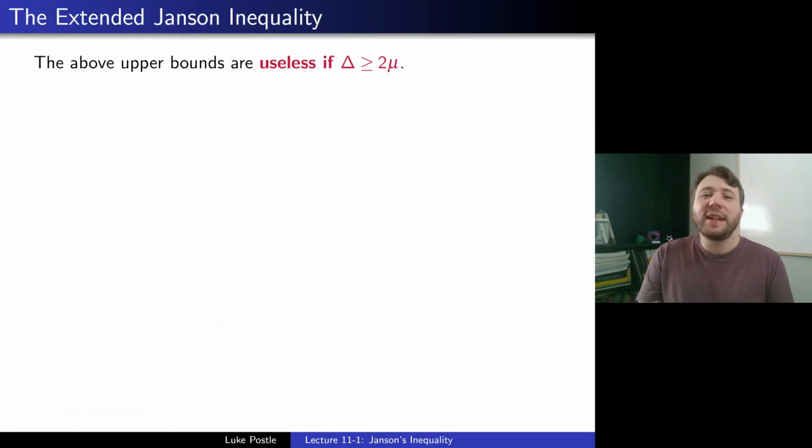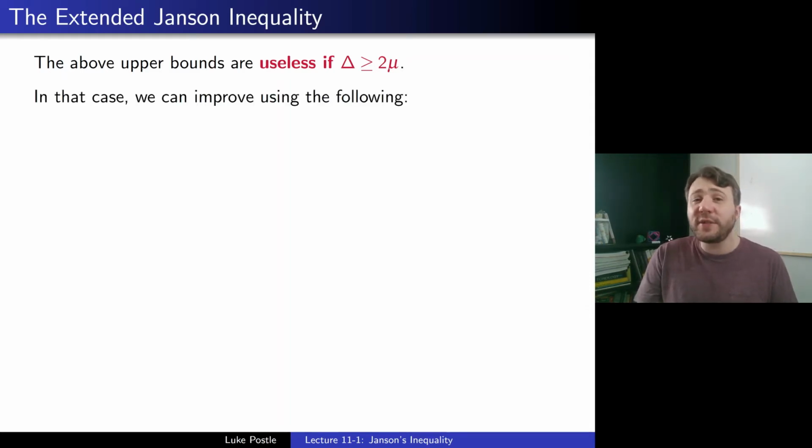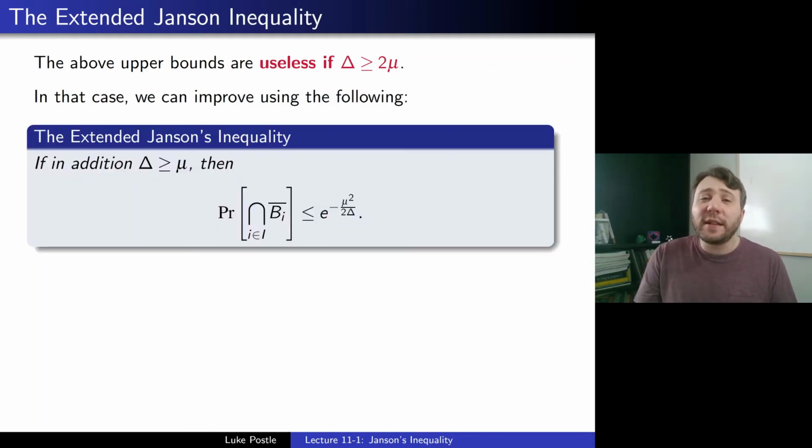I will mention that the above bounds are useless if delta is at least 2 mu. So if the dependence is a bit too much, if you go back to those, you'll note that in the second inequality, you don't really get anything, and the same in the first. So what do we do in this case? Well, it can be improved using the following. There's actually a trick to get an extended version of Janson's, which works in this regime, which goes as follows.